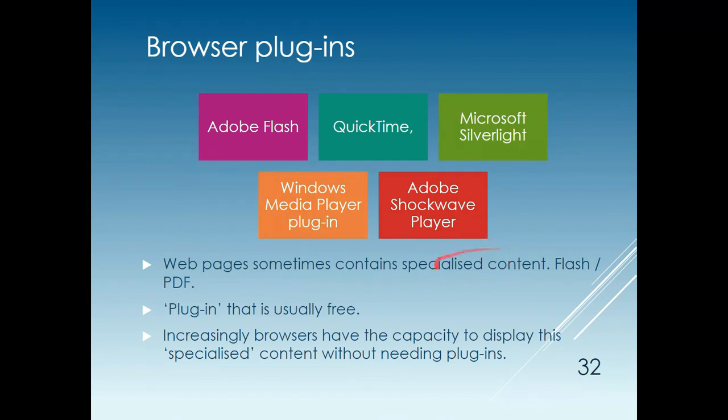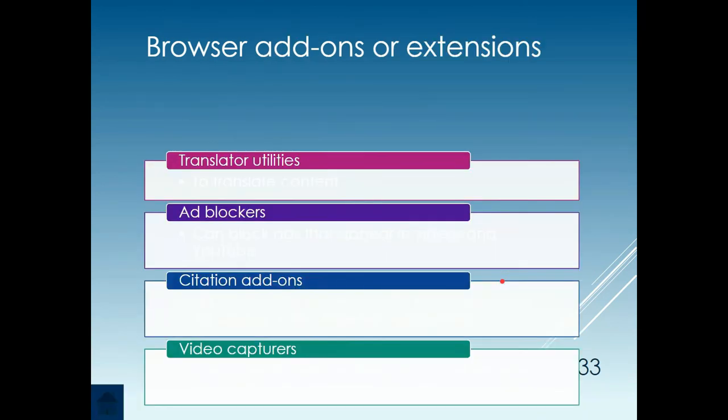We also have browser add-ons apart from plugins, or we can say browser extensions. We can have a translator. You know what the translator does? It translates from one language to another. We can have an ad blocker as an extension, or the pop-up blocker, if you remember what we said earlier on. A citation add-on will be able to cite sources that you visited, or video capturers will be able to extract videos from websites that you've visited.